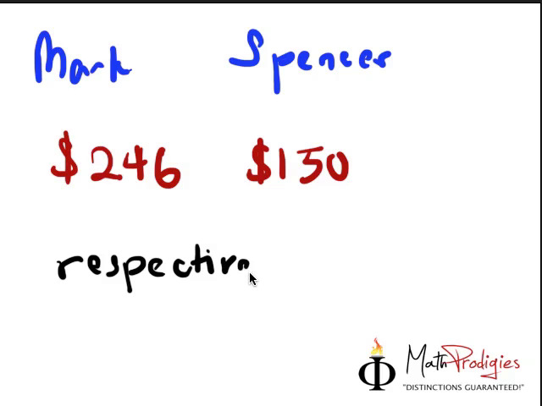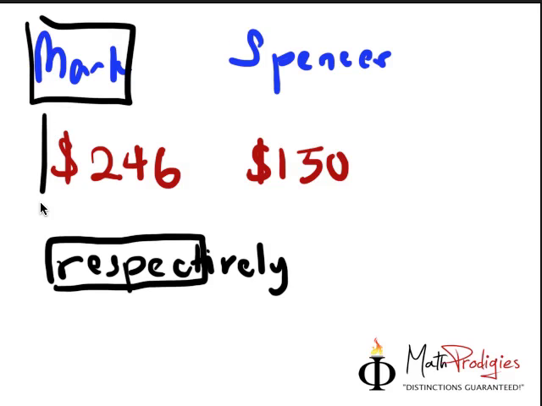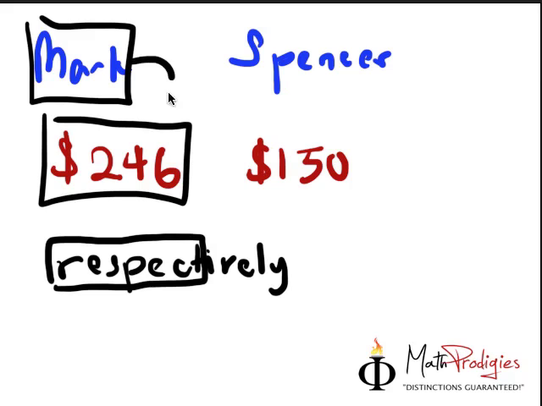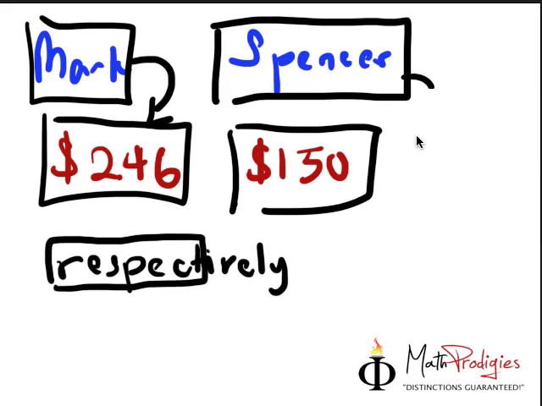The word respectively means, take a look at the first word, respect. It means it is in the same respect. In other words, the first word is Mark, and the first number is 246. So this belongs to the first name, and the second name belongs to the second number. So therefore, Mark has 246 and Spencer had 150. Now you know what it means, right?